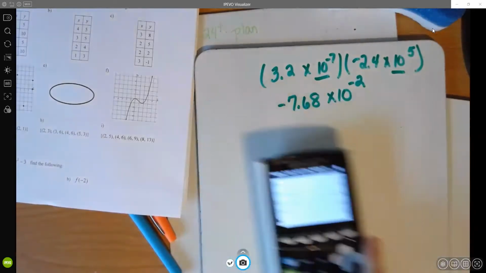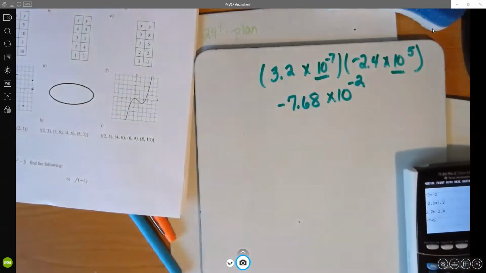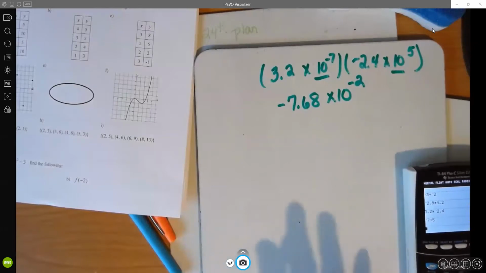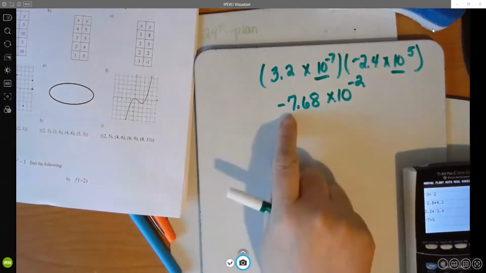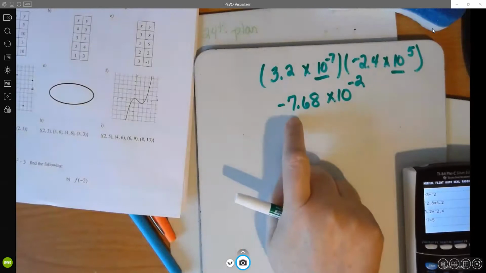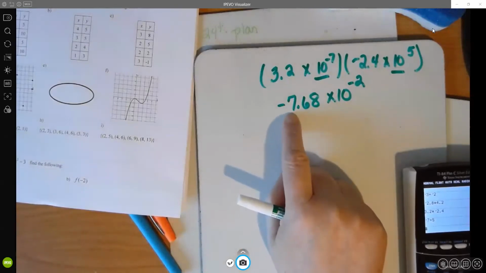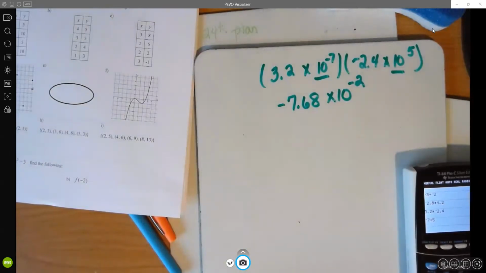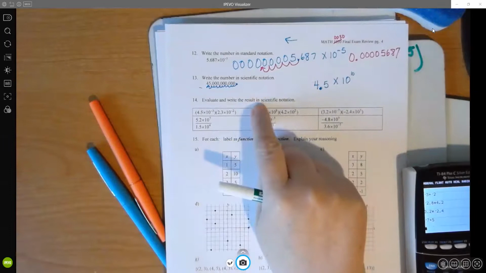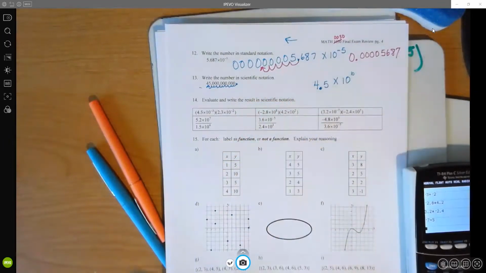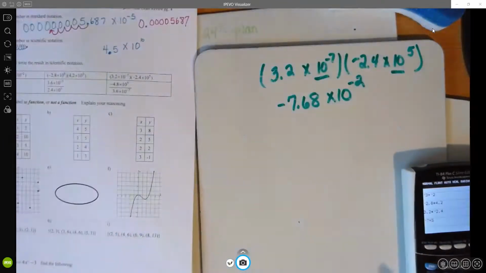Notice this one is in correct scientific notation. It's not in standard form, but it is in correct scientific notation with one digit in front of the decimal. So we don't need to change this one back and forth. We could if it asked for it, but the directions said write the results in scientific notation. So this is correct, and we can stop here.